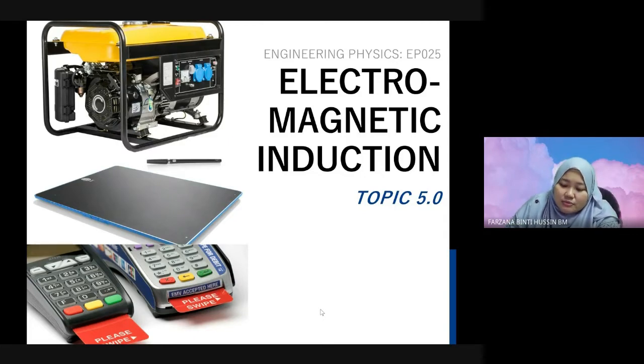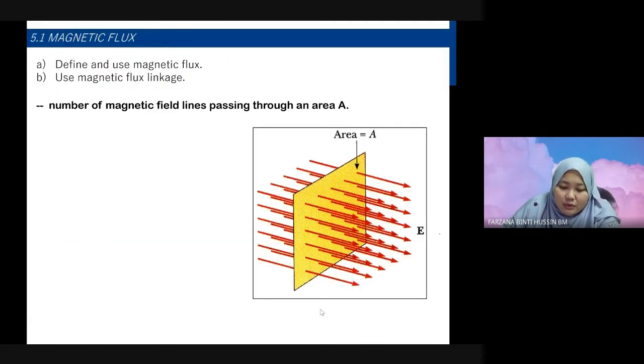Okay, so for topic 5 we have six subtopics. We need to finish it before your mid-sem break. For the first subtopic, we're going to discuss magnetic flux. We're going to define what magnetic flux is and how to use it.